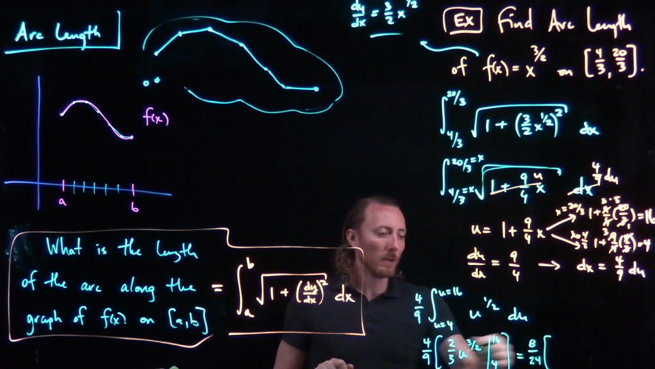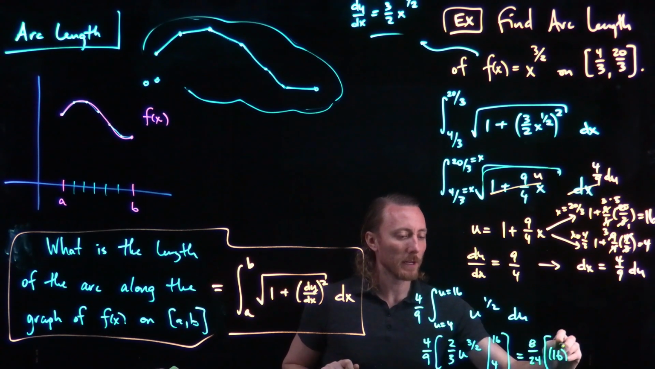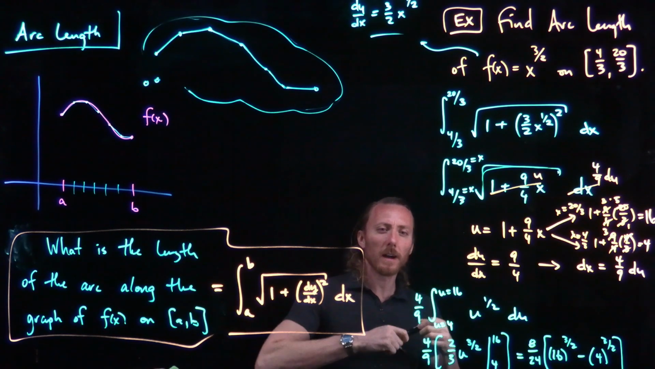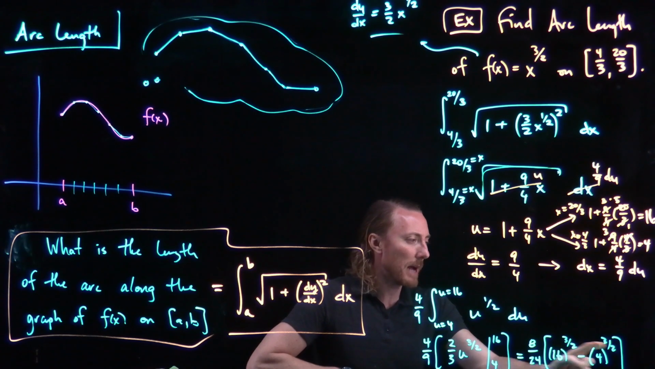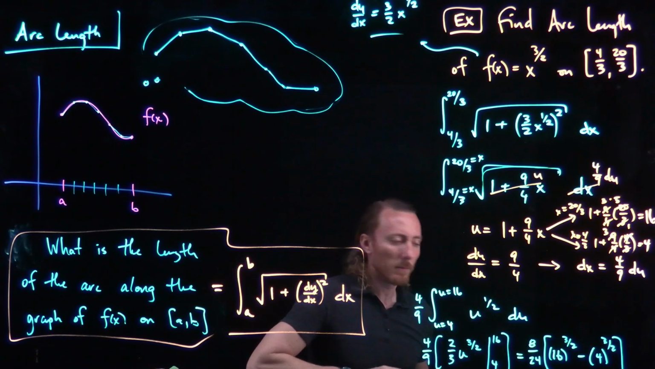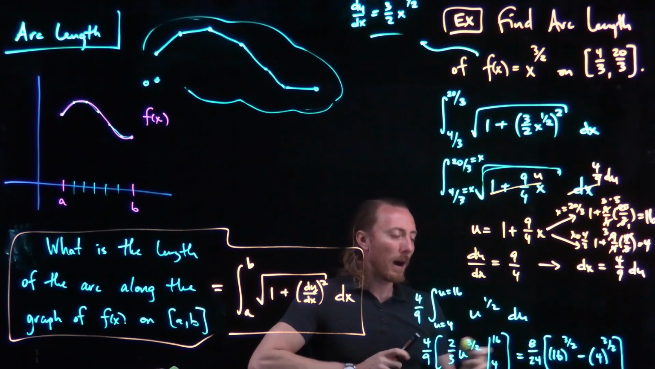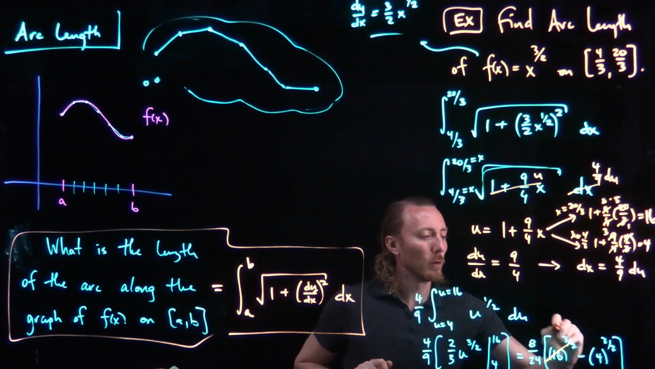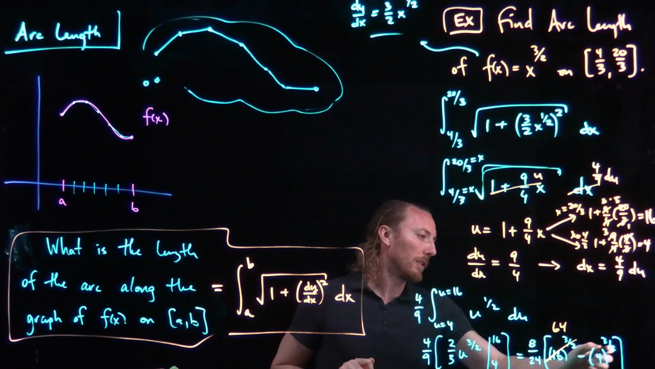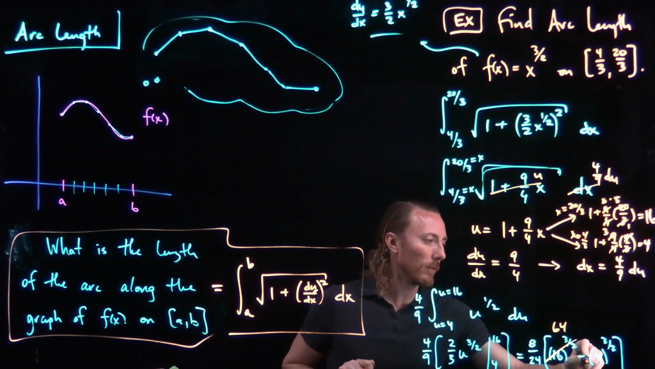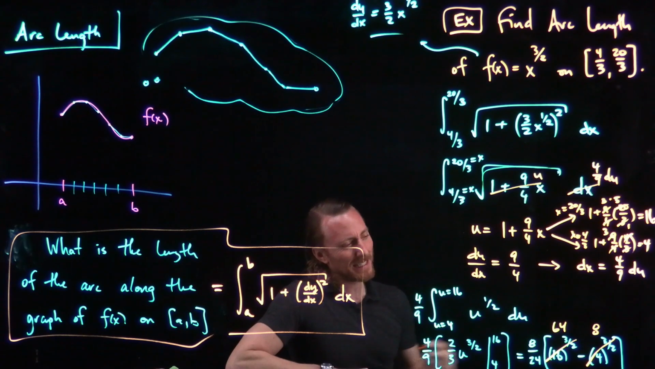And then what do we have? We're going to have 16, because we've got to evaluate at the top bound, right? 16 to the 3/2 minus 4 to the 3/2. And looking here, anytime you evaluate a fractional power, the denominator is the root, the numerator is the repeated multiplication. So the square root of 16 is 4. 4 times itself 3 times would be 64. The square root of 4 in this case would be 2, and then 2 times itself 3 times over would be 8. So we have 64 minus 8.